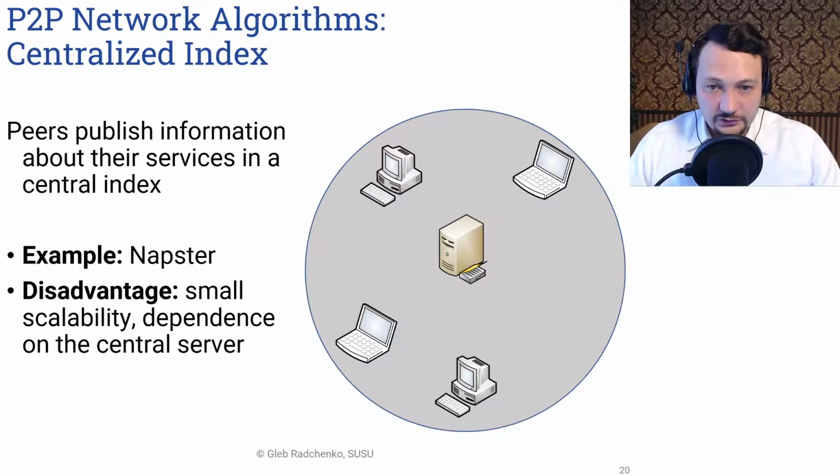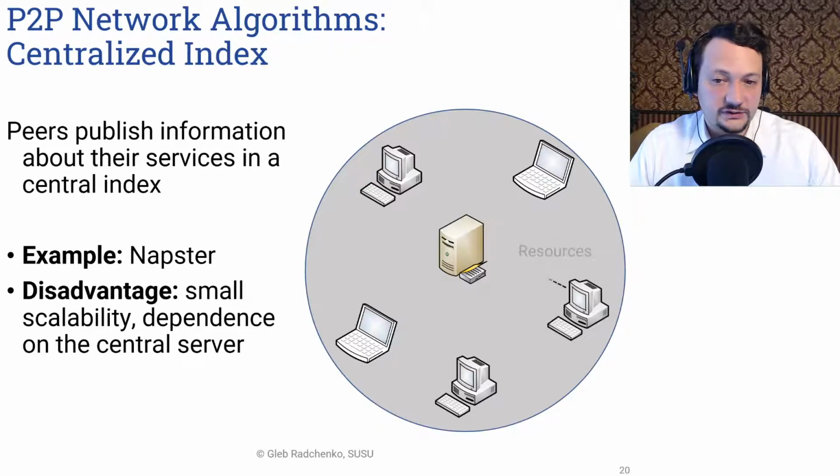When we have a peer-to-peer network with a centralized index and a new node appears in the network, first this node sends the list of the resources that are available on this node to this centralized index server. And they do not send all their resources to the server, no, because that would be a huge amount of information. They send only the metadata, only the description of what files they have.